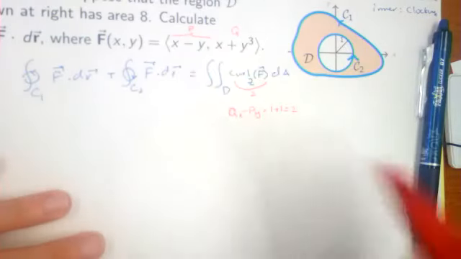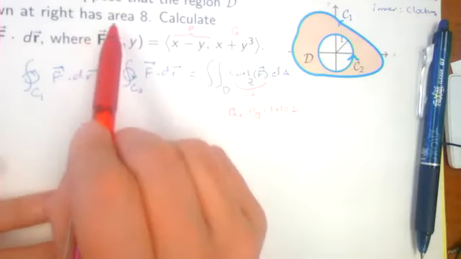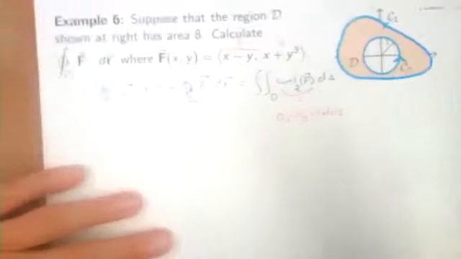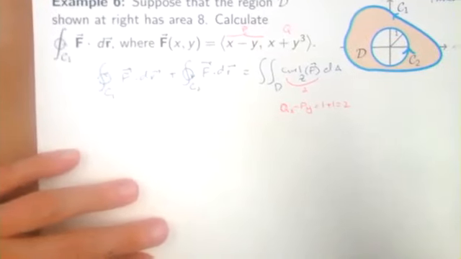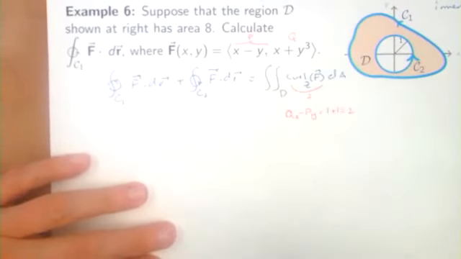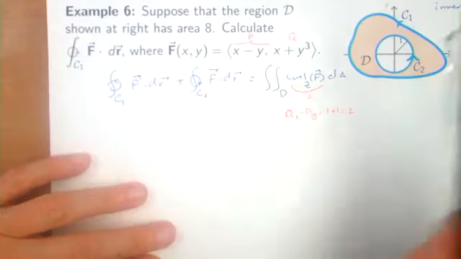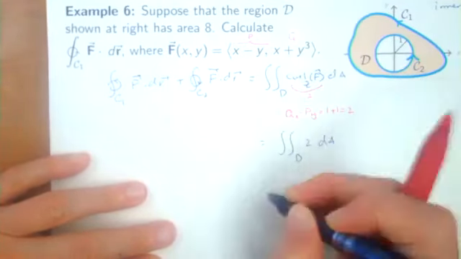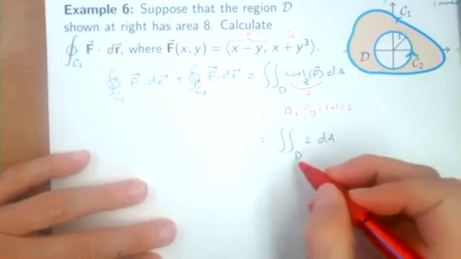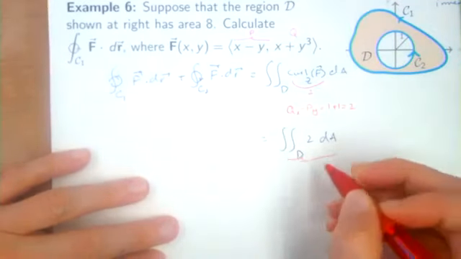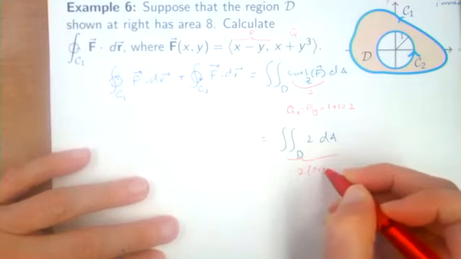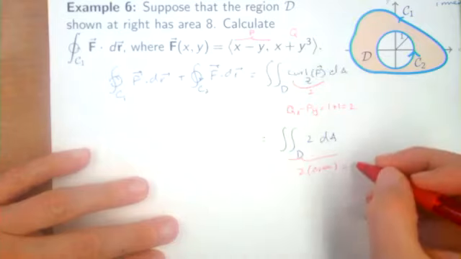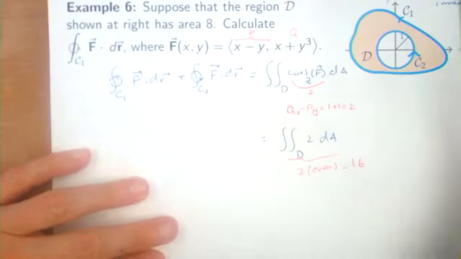There is a little information given about area, and that is that the area of the shaded region is 8. So if I'm taking the integral of this to dA, that means just 2 times the area, equal to 2 times 8, which is 16.